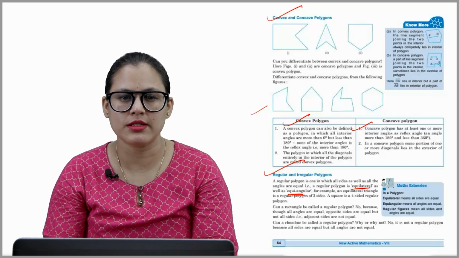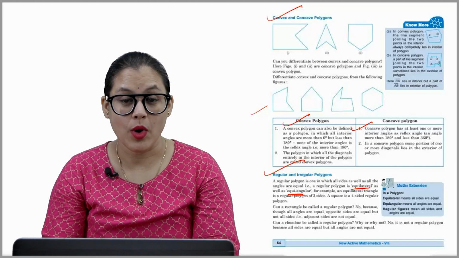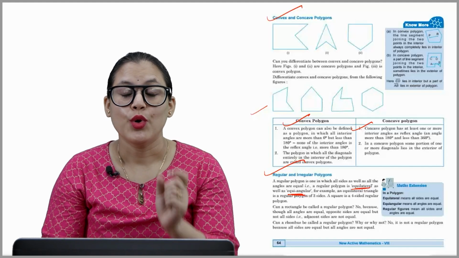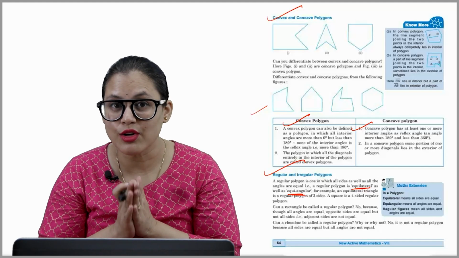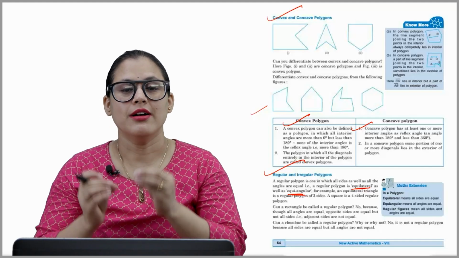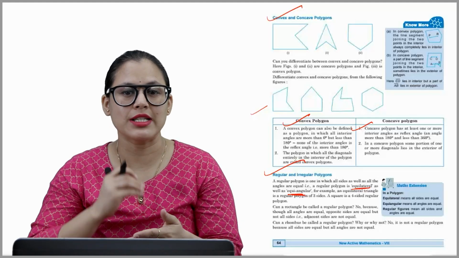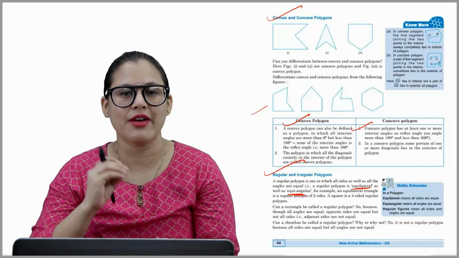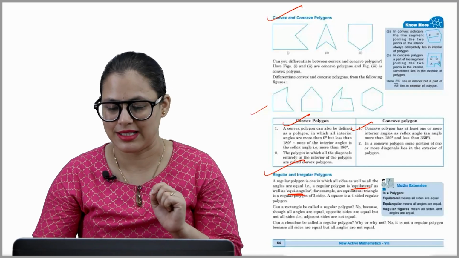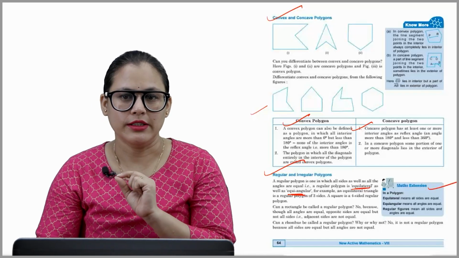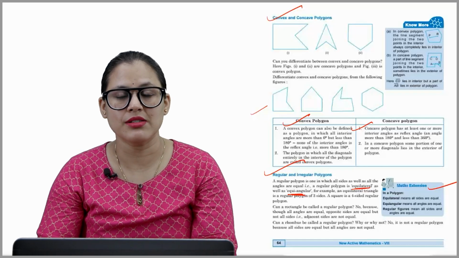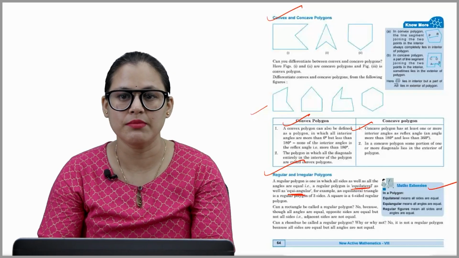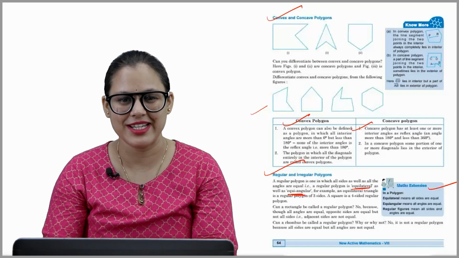Can a rhombus be called a regular polygon? Why or why not? No, it is not a regular polygon because all sides are equal but all angles are not equal. For a regular polygon, it should have equal angles and equal sides, right? Maths extension. In a polygon, equilateral means all sides are equal, equiangular means all angles are equal, and regular figures mean all sides and angles are equal, right?